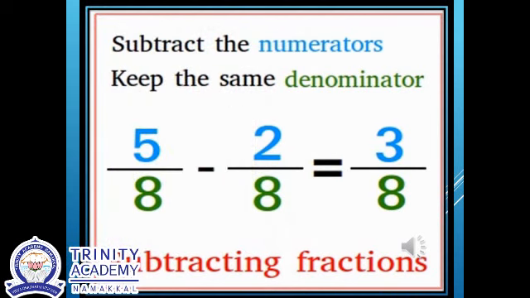Next, subtraction of fractions. Step 1: subtract the numerators, keep the denominator the same. For example, 5 by 8 minus 2 by 8, that is equal to 5 minus 2. Subtract the numerators. That is 5 minus 2 is equal to 3. Keep the same denominator, that is 8. So 3 by 8 is the answer.